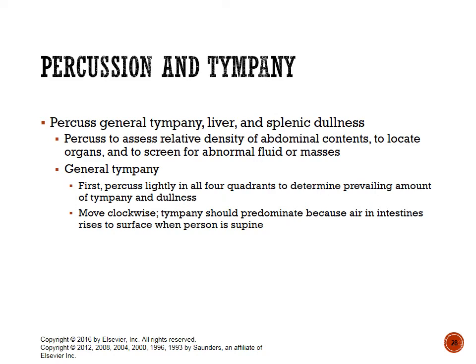And when we use percussion and or tympany, we're going to move clockwise around the abdomen. That's pretty much all I want you to know about percussion. We can practice doing this in the lab, but it's not something that we use on a daily basis. What you will see surgeons and also nurse practitioners using this technique, but not typically nurses.